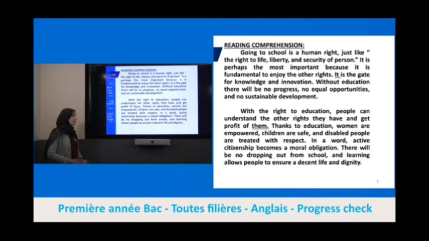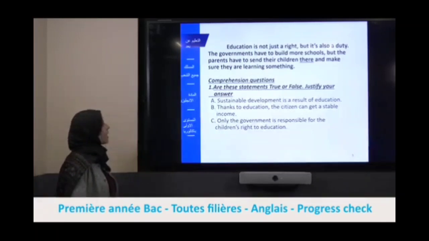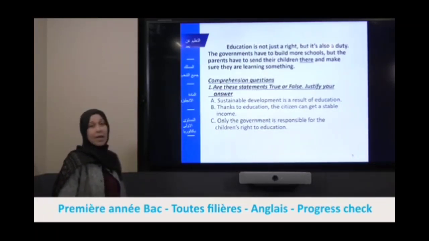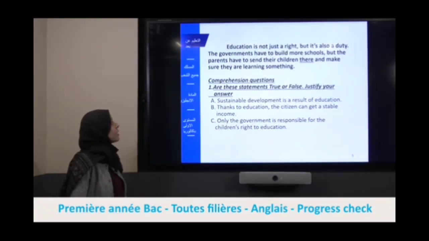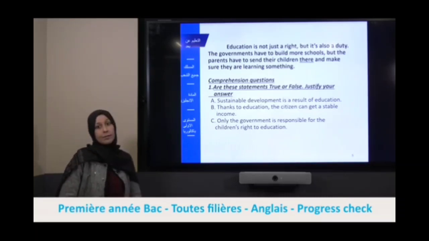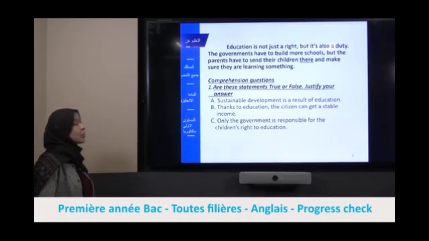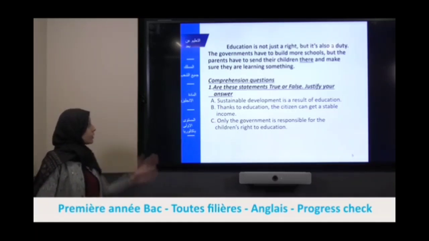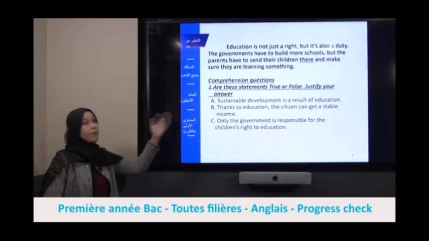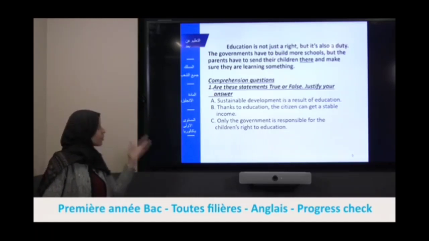There will be no dropping out from school, and learning allows people to ensure a decent life and dignity. Education is not just a right, but it's also a duty. The governments have to build more schools, but the parents have to send their children there and make sure they are learning something. So let's do our exercises. We start with comprehension questions. The first question, are these statements true or false? And of course, you justify your answer.